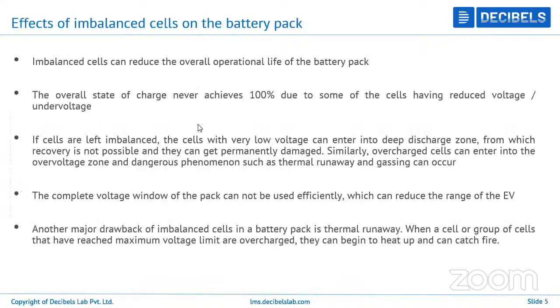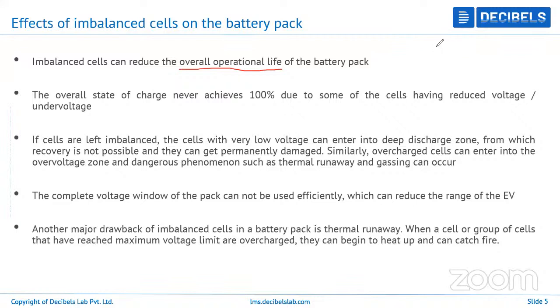So what are the effects of imbalanced cells, right? The first and foremost thing is that the overall operational life of the battery pack reduces. What that means is, we saw that if one cell discharges faster than other cells, then the battery pack will only have a life equal to the cell that is discharging much faster.